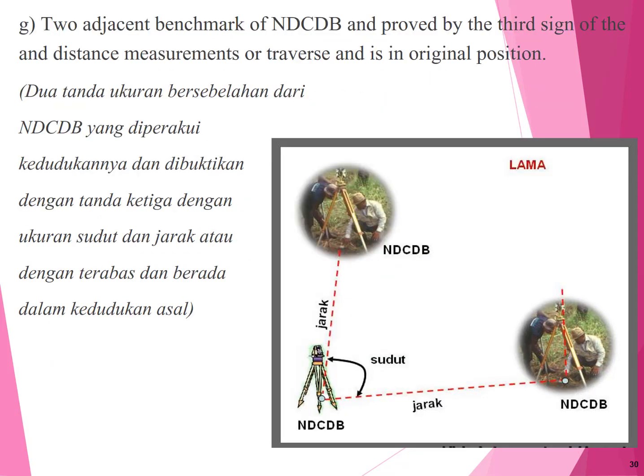G. 2 adjacent benchmark of NDCDB and proof by the third sign of the distant measurement or traverse and is in original position.